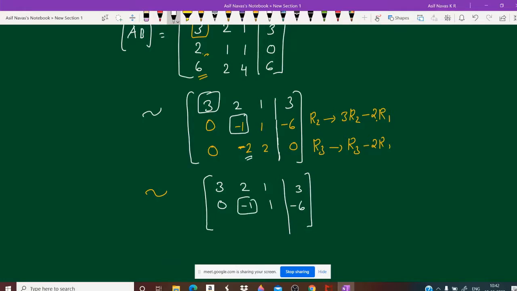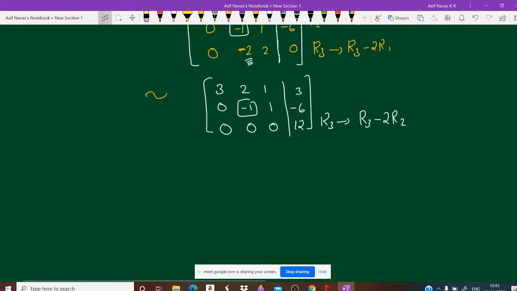Now what will be the row operation? I want to make this 0. R3 becomes R3 minus 2R2. So this is 0, this is 0. And what about here? 0, 0. And what about here? 12. Now tell me, what is the rank of A?